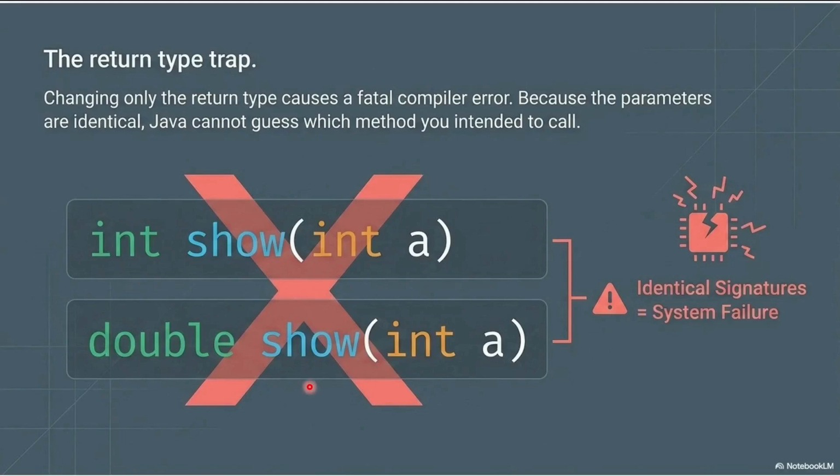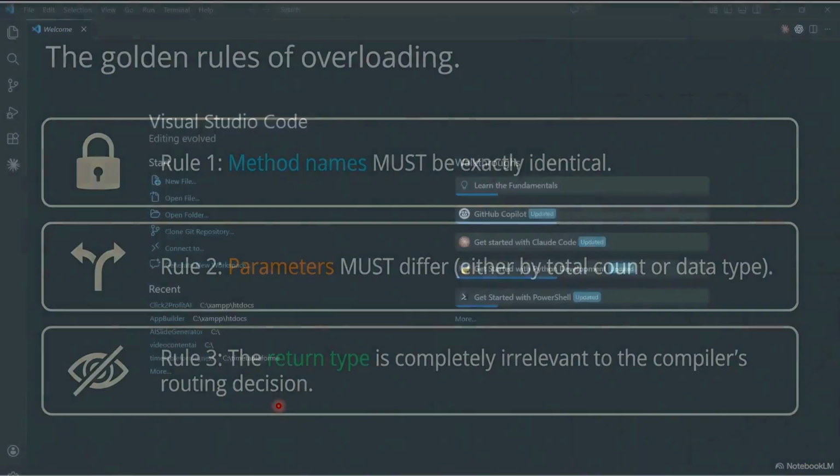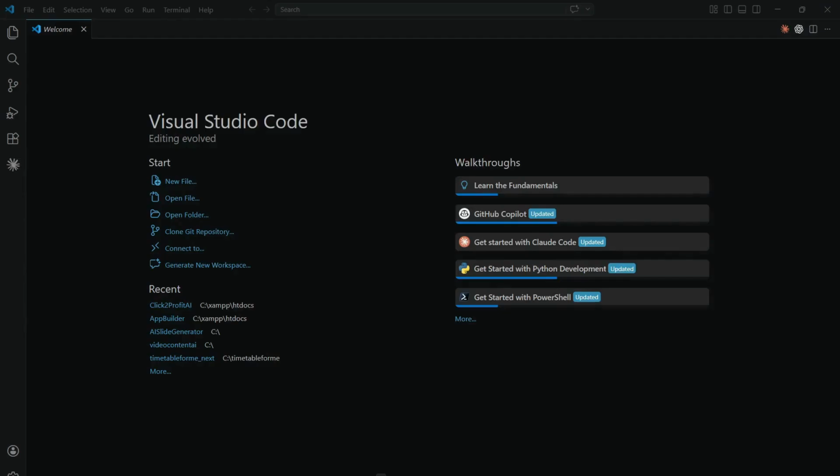Please understand. Okay. So the golden rules of overloading: method names must be exactly identical. Parameters must differ either by the total count or by the data type. The return type is completely irrelevant to the compiler's routing decision. Please remember, return type does not decide anything. It is ignored by the compiler. Now, let us just go to the VS Code and we will just execute this program.